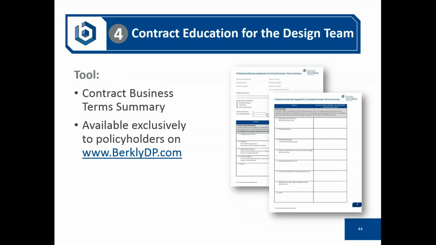So we also create a nice handy template for contract business terms summary that addresses those key points and enables the project manager to share this information with the project team at the kickoff meeting when you're starting up your project. It's also a good idea to review these key points at phase startup meetings to keep this stuff forward and fresh in everyone's mind.